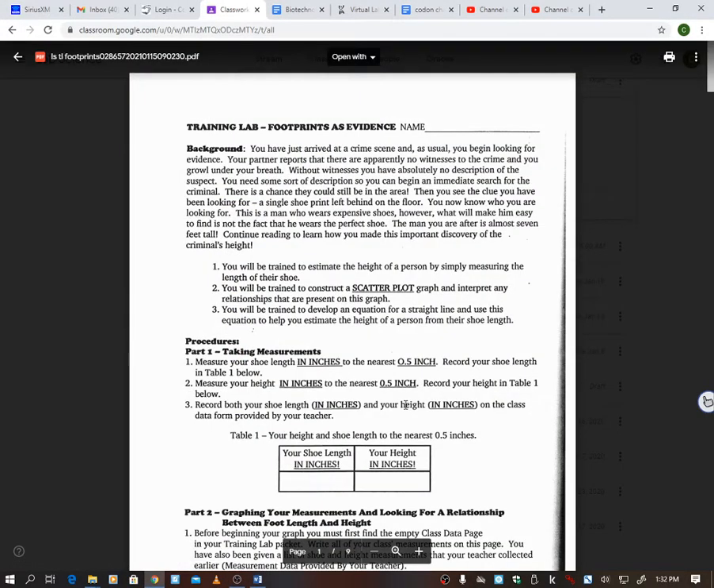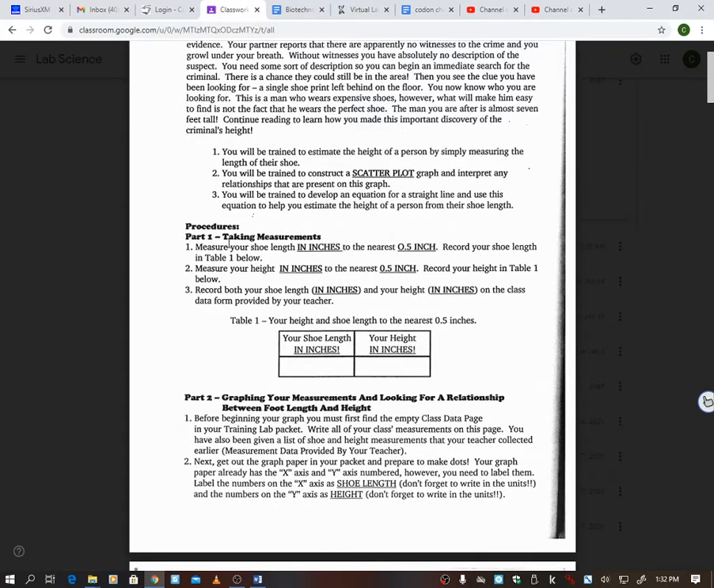My footprint. Okay, so what you guys are going to do is you're going to need a ruler. If you don't have a ruler, you need to let me know, and I can get you a ruler. You'll need it for this. So you're going to read the background. I'm not going to read all of that to you. You can read that yourself. And then you're going to go through the procedures.